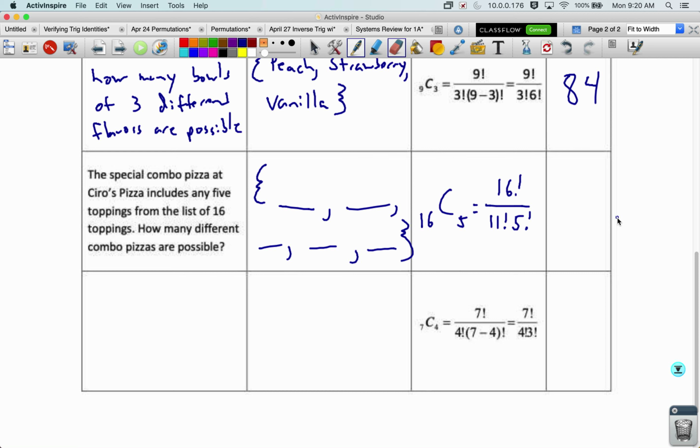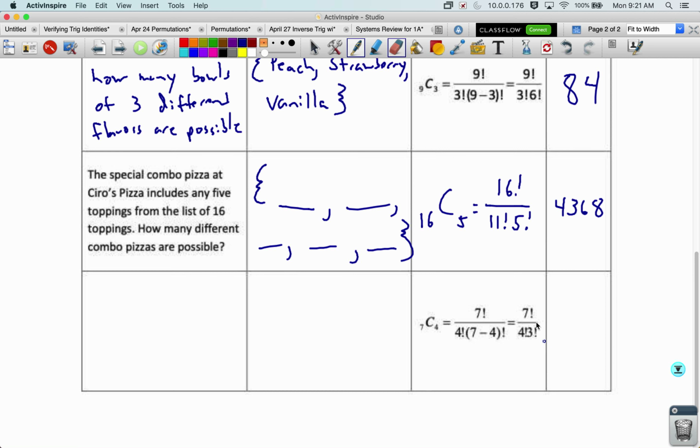16 factorial divided by 11 factorial times 5 factorial equals 4,368.